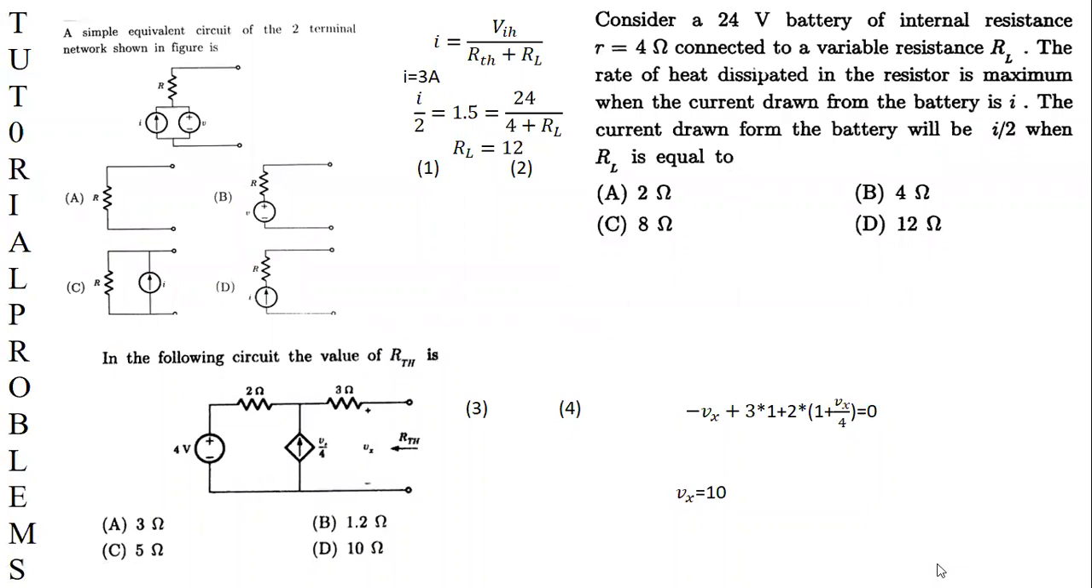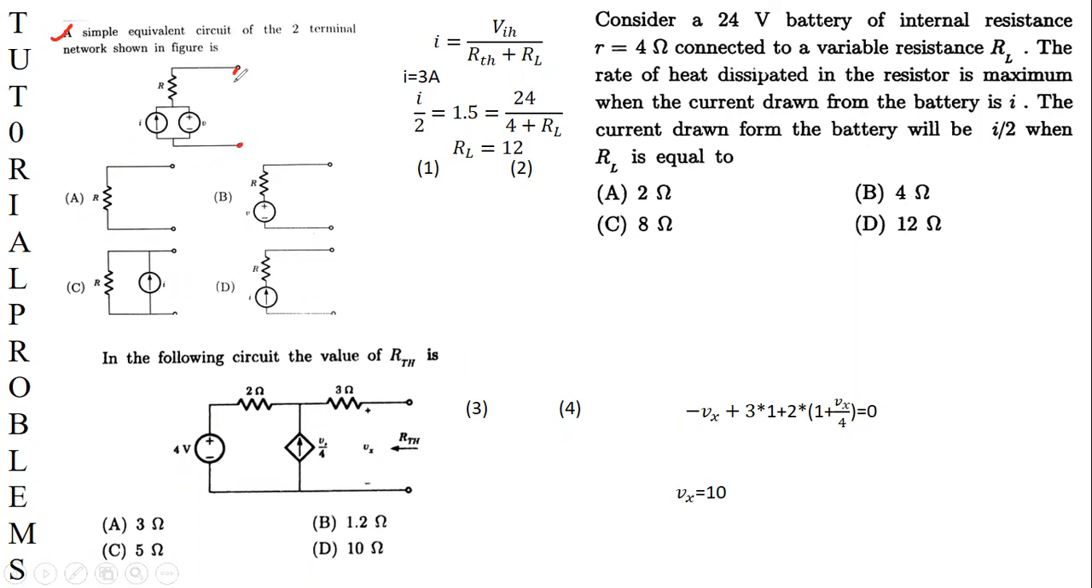Before starting the lecture, we first discuss the questions given in the last lecture. The first question is simple: find the equivalent circuit of the two terminal network as shown in the figure.